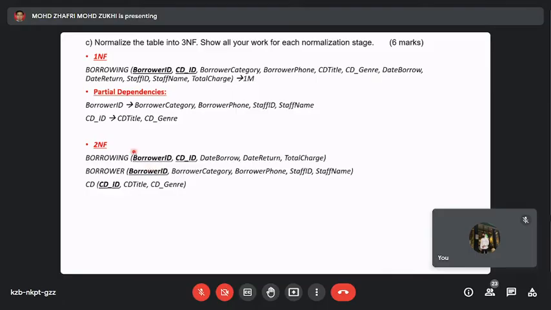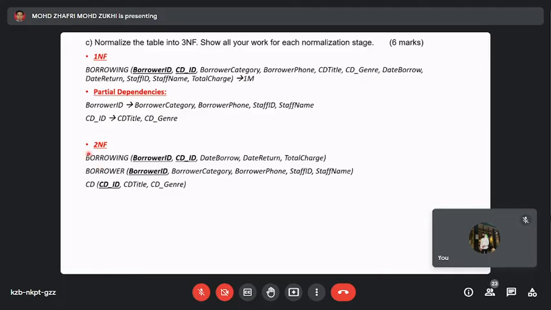The same belongs to the second partial dependency, which is CD ID. So CD ID, CD title, CD genre belong to a new entity, which is CD. So you create the CD entity, and inside it put the CD primary key followed by the rest of the attributes.